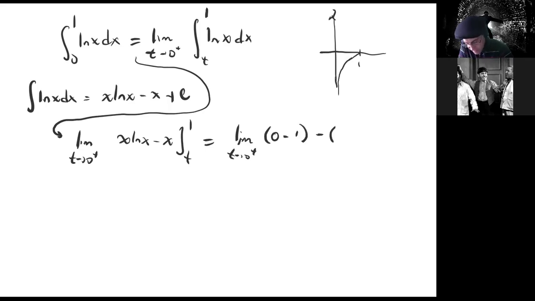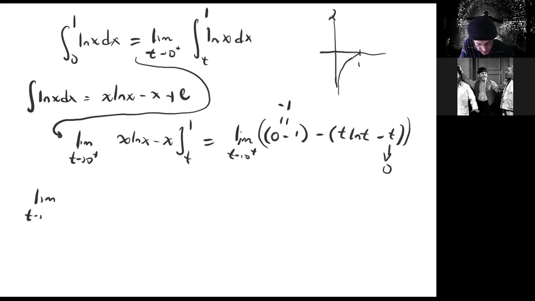Now we evaluate at t: t ln of t minus t. Okay, so we have to compute this limit. Now, the first term here is a minus 1. The term t goes to 0 when t goes to 0 from the right. We have to know what's going on with t ln of t. So what's the limit as t goes to 0 from the right of t ln of t?